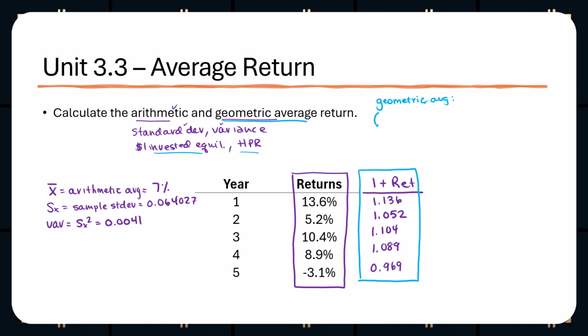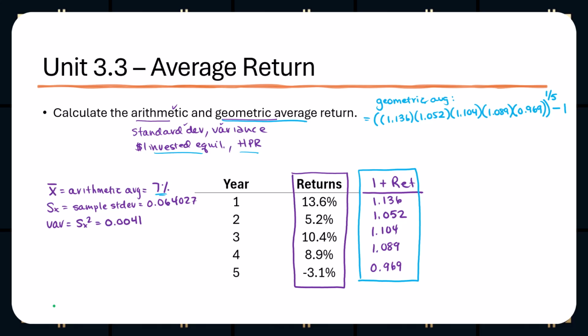That means that in this problem, we're going to take 1.136 times 1.052 times 1.104 times 1.089 times 0.969. Now there's 5 of them, so I'm going to raise that to the 1 over 5 minus 1. That is going to be the geometric average return in this problem. It has to be less than the arithmetic average, just like we talked about in class.